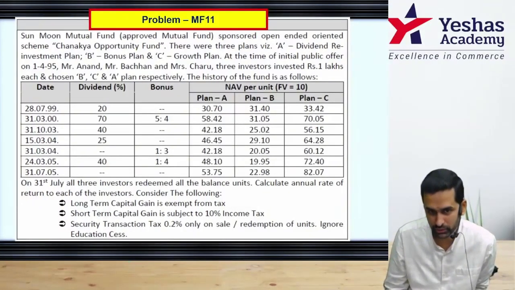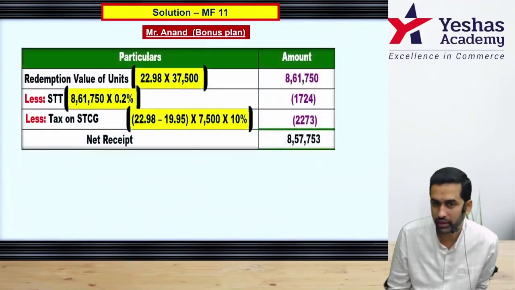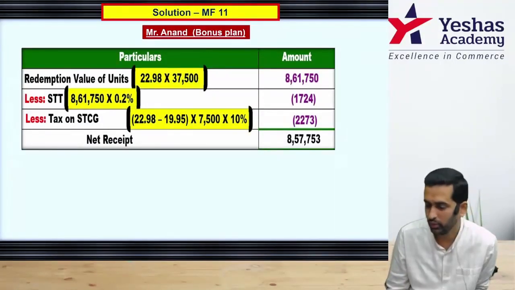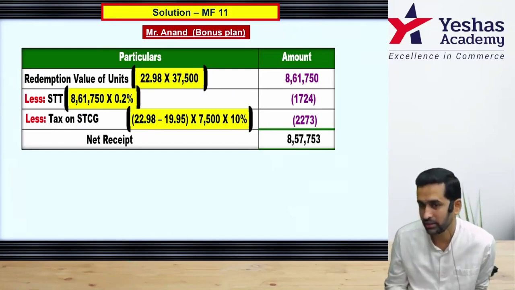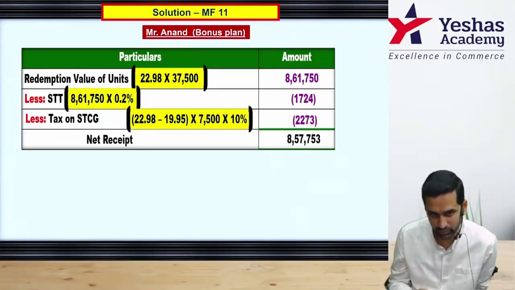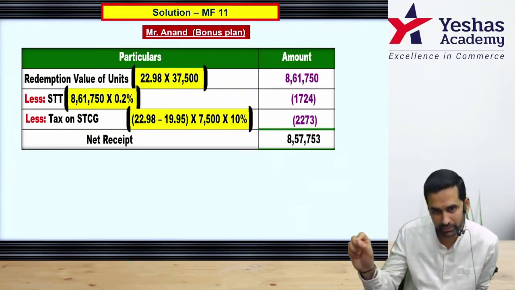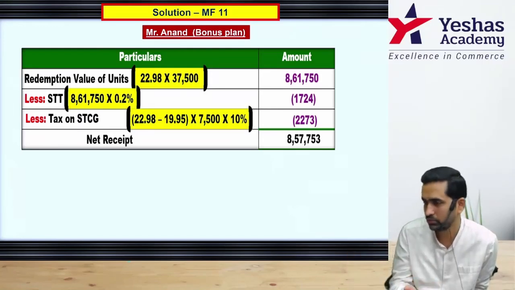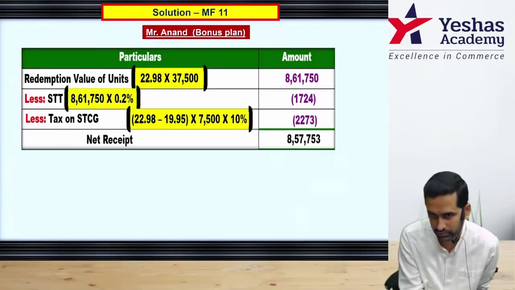24th March is when this bonus was given. On that day, plan B is bonus plan. The prevailing NAV was 19.95. So if I count that as my cost, then 22.98 minus 19.95, that becomes my gain, into only 7,500 units, you're not paying on the total, into taxes 10%. This is one way, but this can be presented in one more way, that is assuming cost of bonus is 0, then this calculation will be 22.98 minus 0 into 7,500 into 10%. We will do in both ways. In exam, any one way is enough, but you have to clearly write the note.